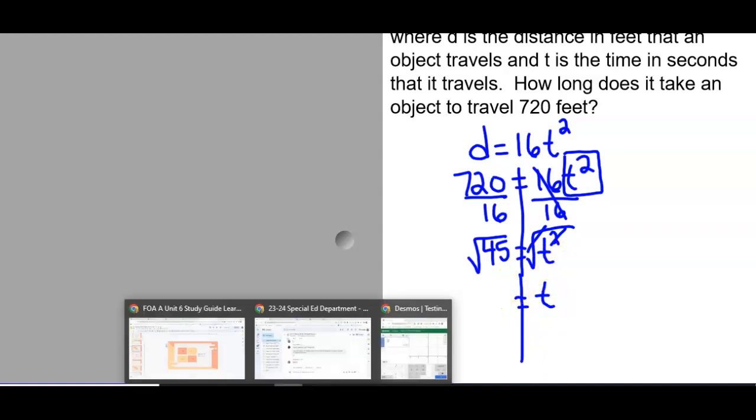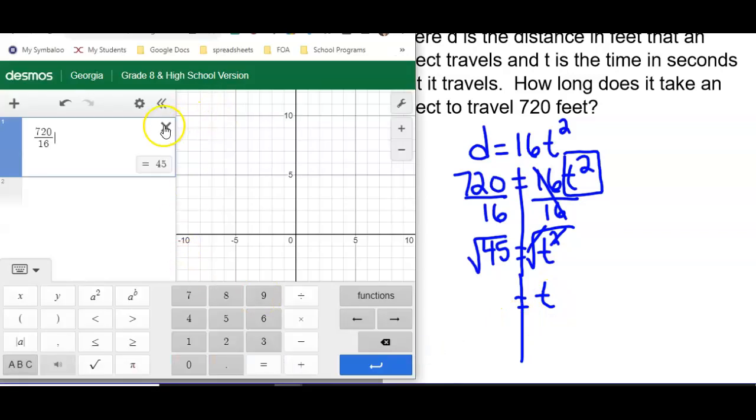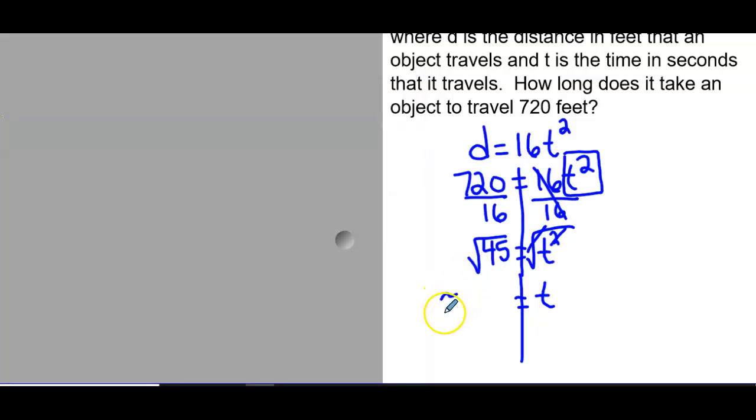Now the square root of 45, let's see what that equals. We know it's not a perfect square, so it's going to be an irrational number, but it's about 6.7 seconds. Now, usually when we take the square root, we always have a plus or minus. There are two answers, but in this case, you can't do negative time. You can't go for negative 6.7 seconds.